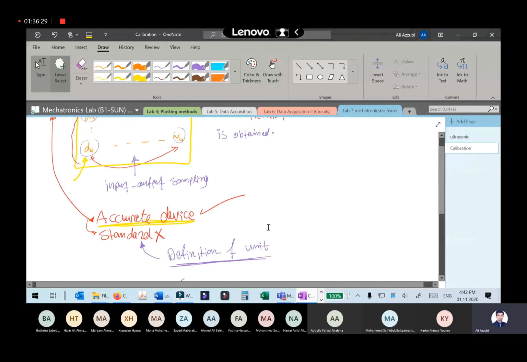Okay, is it clear to you, guys, the technique or the principle? Yes, clear, Mr. Ali. Nice.